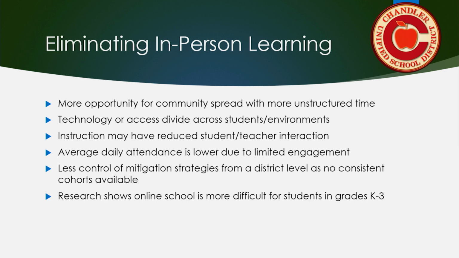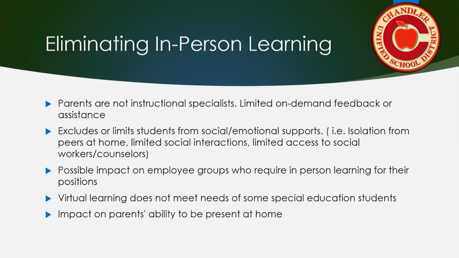Less controlled mitigation strategies from a district level, as no consistent cohorts available, as I mentioned. Research shows online school is more difficult for students in grades K-3. Parents are not instructional specialists. We've had conversations. Limited on-demand feedback for assistance when parents are trying to help or siblings are trying to help their younger sibling and not having the ability.